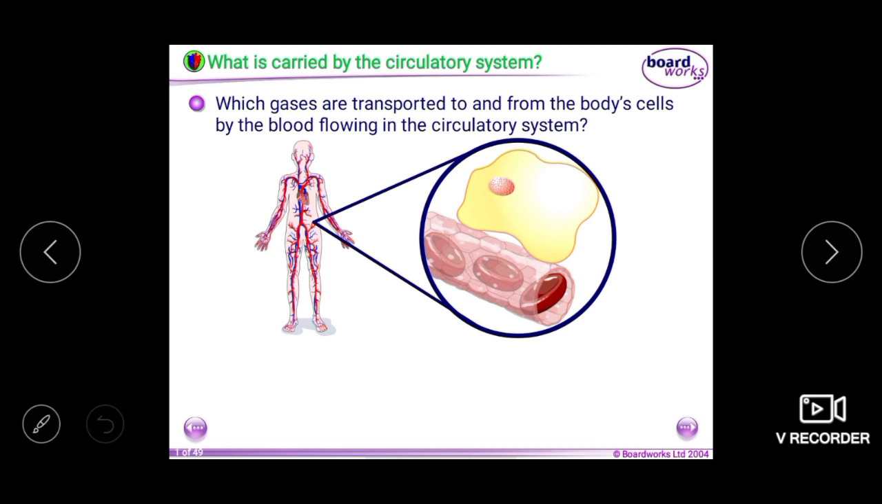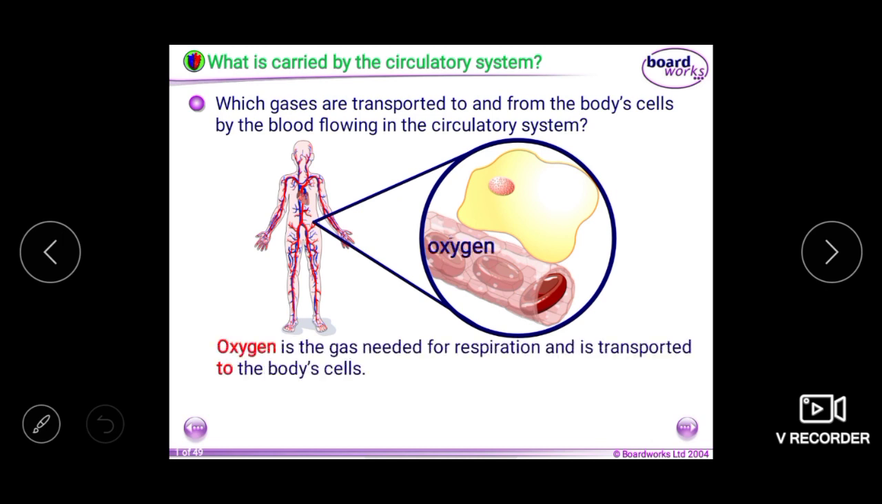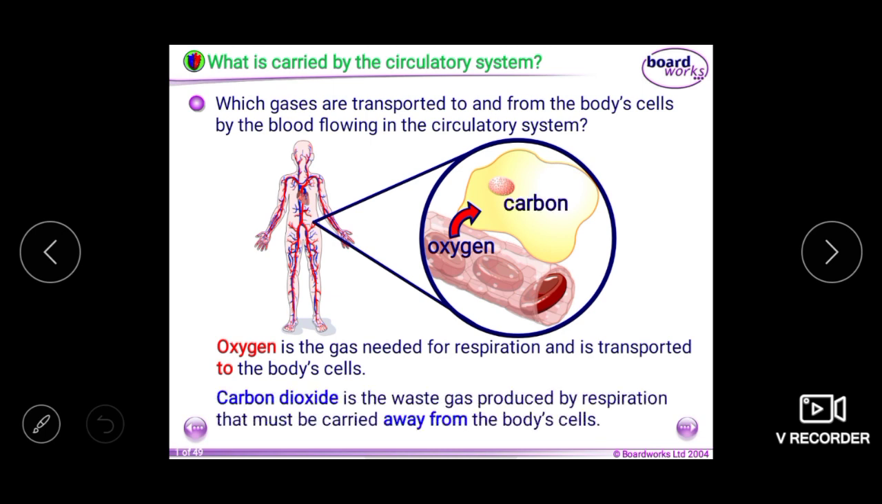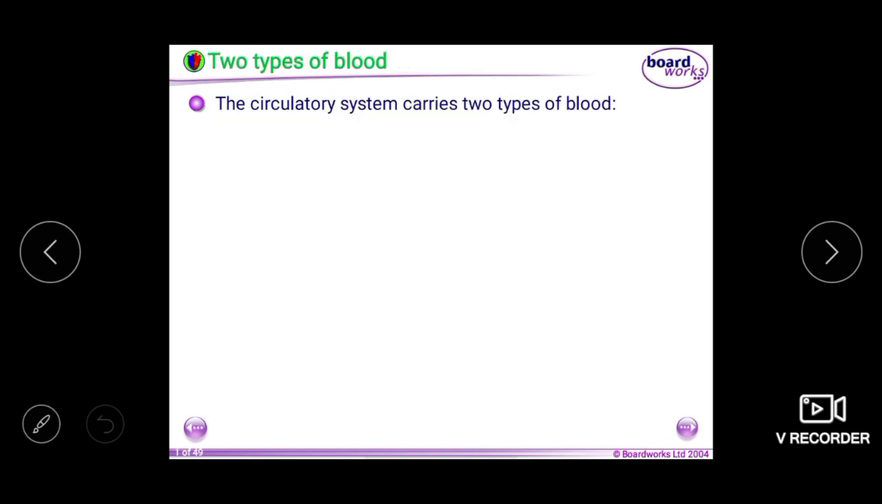As materials move, some materials are delivered to the cells and others are picked up. An example is oxygen gas, which is delivered to the body cells, and carbon dioxide is picked up from the body cells and goes to the lungs where it is breathed out.